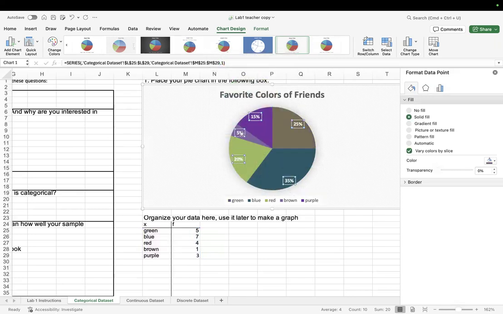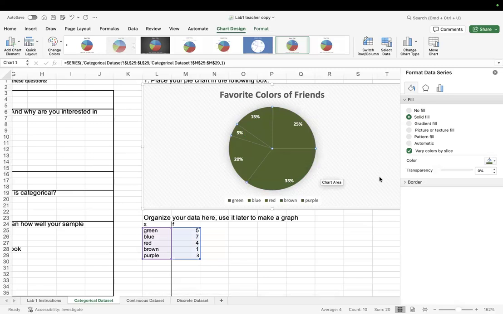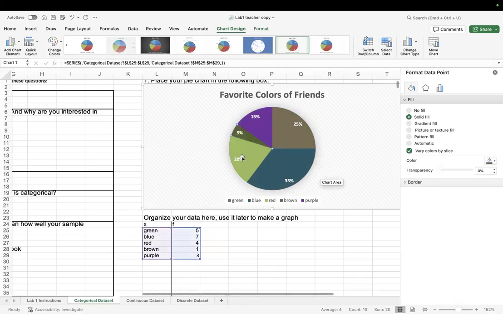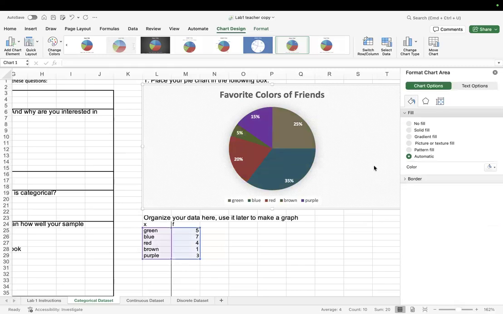Okay, this one right here is supposed to be green, I think. Uh-oh, I didn't do that. Command Z. Okay. I accidentally clicked on the whole pie instead of the slice, so I'm just changing them. This one right here should be red. All right, there we go. Good enough. So you can change the colors to be the correct colors.